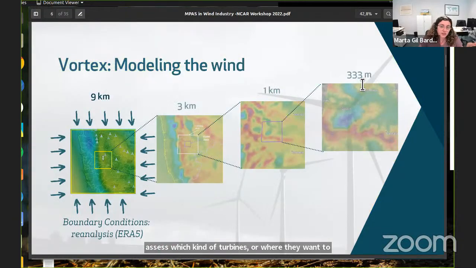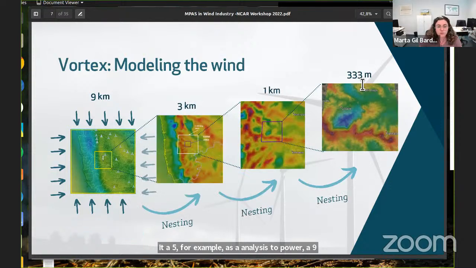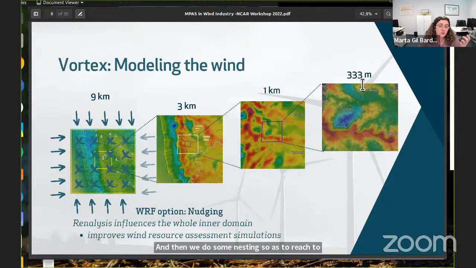What we've been doing all these years is we use boundary conditions, ERA5 for example, as a reanalysis to power a 9-kilometer WRF domain. And then we do some nesting so as to reach higher resolutions. One option available in WRF that we use a lot is nudging, because this allows us to influence the outer domain of the simulation and make it follow the reanalysis more closely.